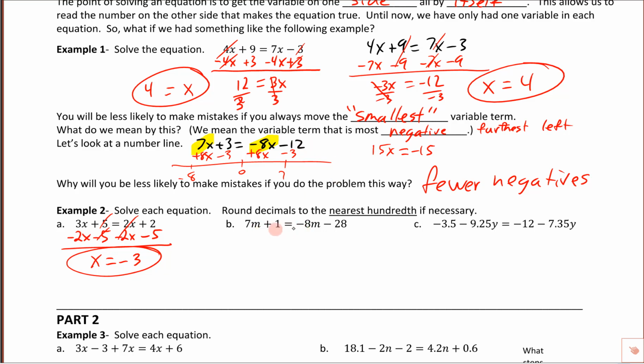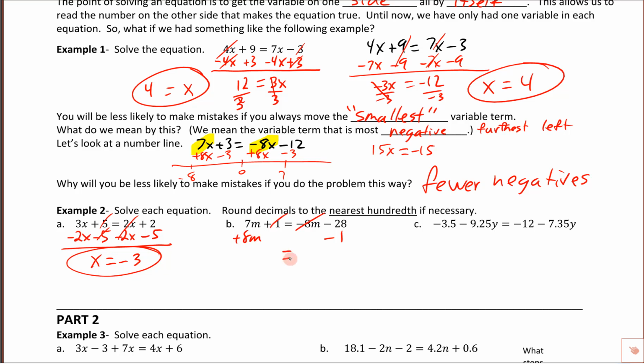I've got a 7m and I've got a negative 8m. Like we mentioned before, we're going to move the negative 8m, so I'm going to add 8m over here. I'm just going to go ahead and cross that off from that side because we know that's going to be gone there. And then we're going to get rid of the 1. We're going to do that by subtracting 1. When we move it to the other side, we do that by subtracting the 1.